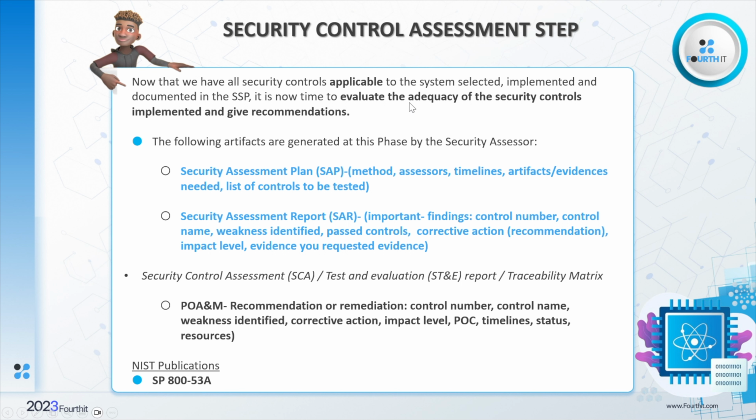After you have done that, when you are done with the assessment, the other artifact you're going to produce is what we call your security assessment report. What is your security assessment report? It is a report that contains all the findings that you came up with during your assessment. It's supposed to have your findings, the control numbers, the control name, the weaknesses identified, the controls that passed, the corrective action plan, the impact level, and the evidence that you requested.